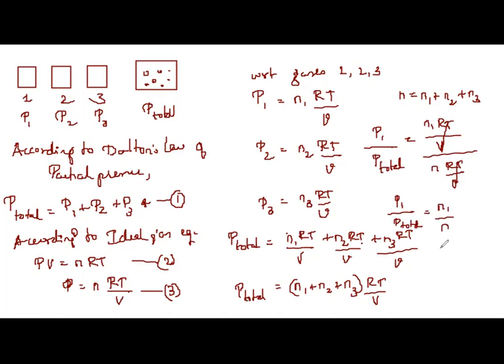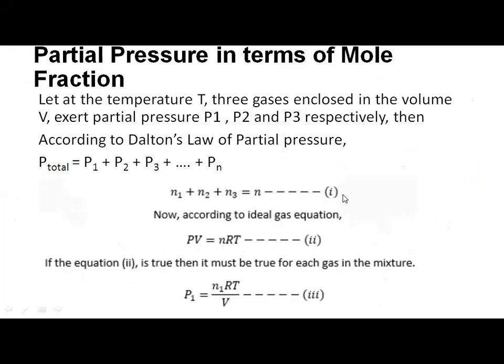What is N1 upon N? It is nothing but mole fraction. Correct? So let us see here. N1 plus N2 plus N3 and so on is equal to N.